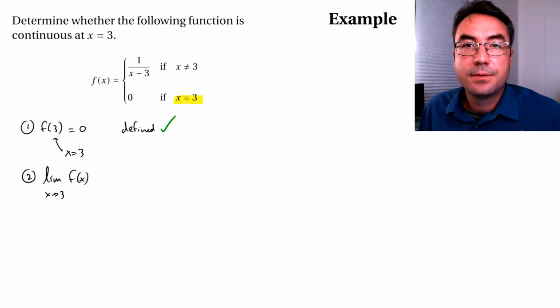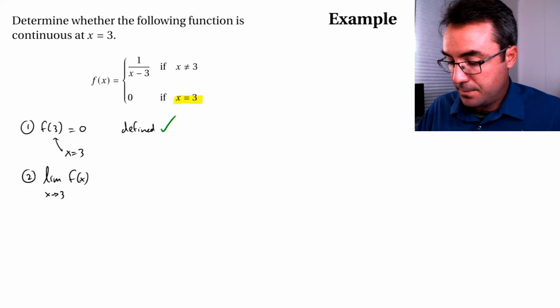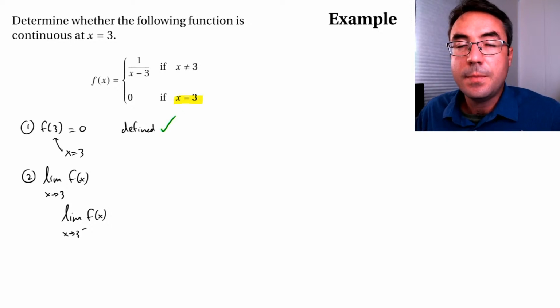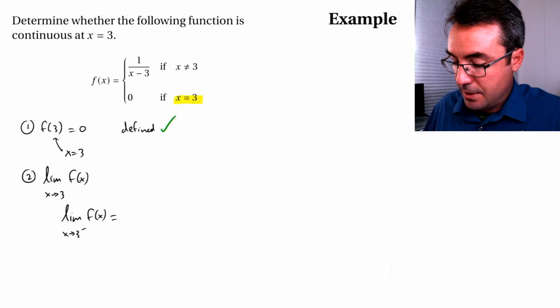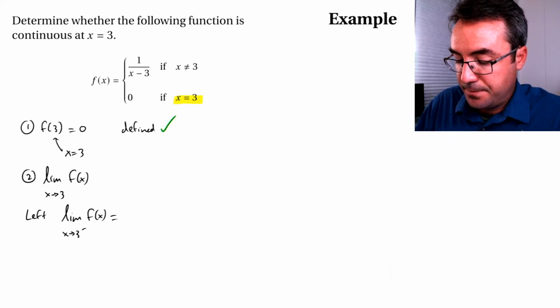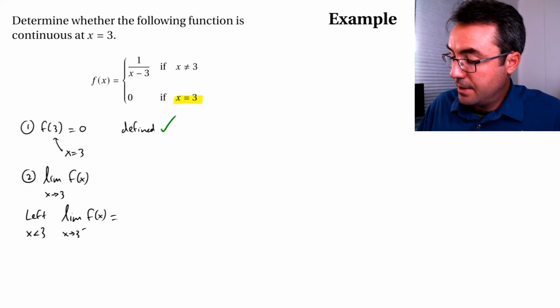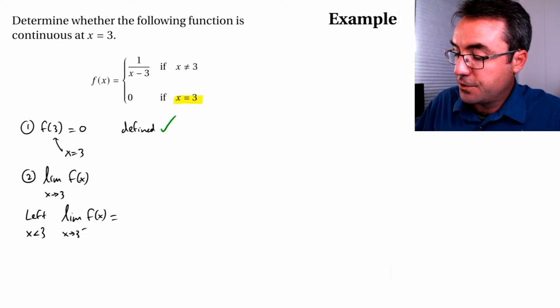And if we start it off, let's start with our left-hand limit. x approaches 3 from the left. If we just plug in, so for our left-hand limit, we're saying x is slightly smaller than 3. So x is less than 3. So for our left-hand limit, x is less than 3. That's really up here in this first piece of our function.